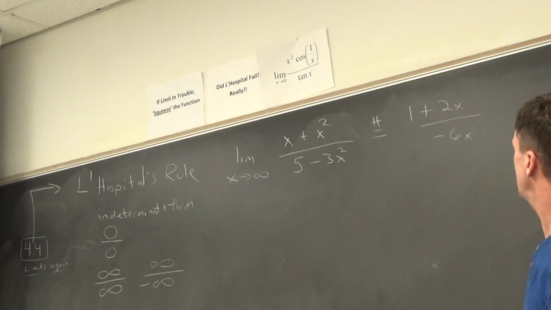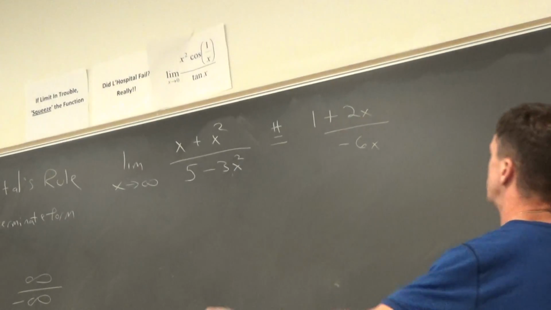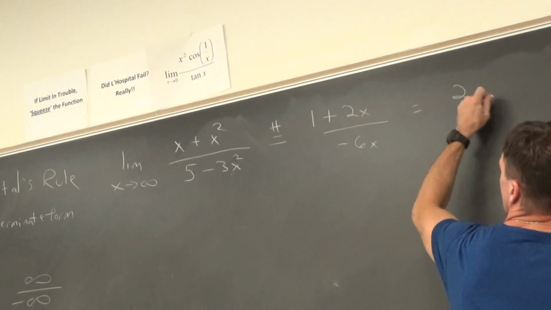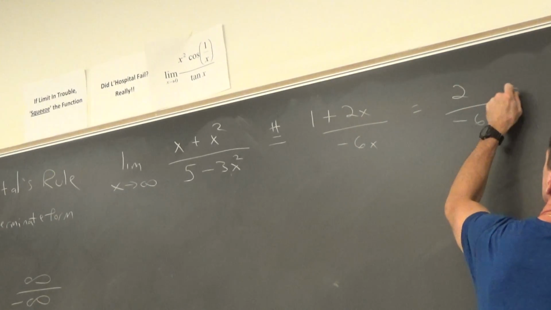I get infinity over negative infinity again. What do I do? Do it again. 2 over negative 2. What's the answer? Negative 1 third.